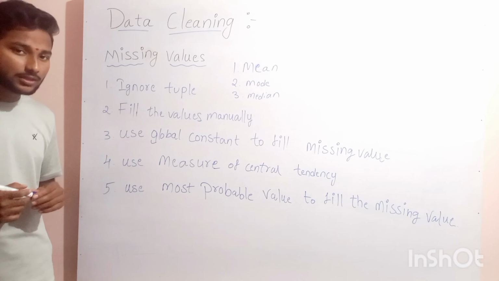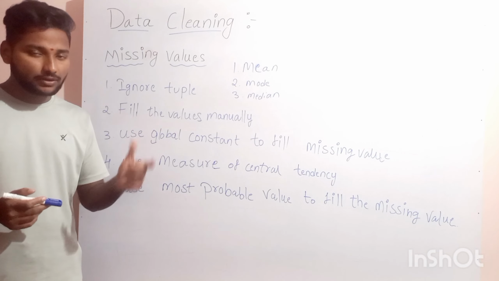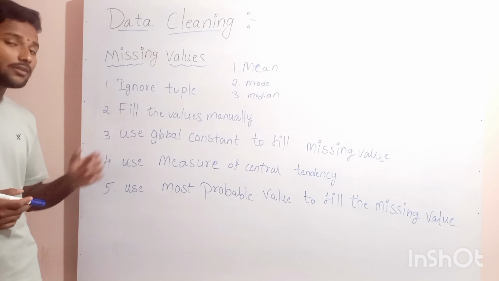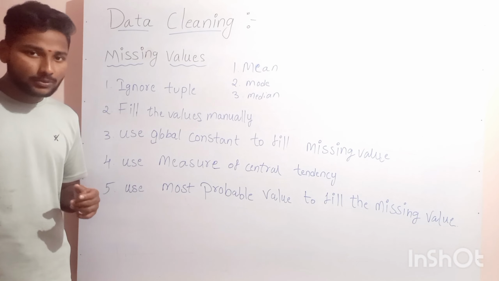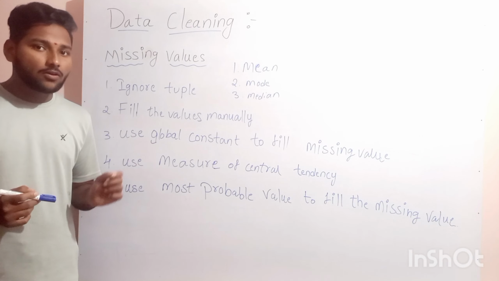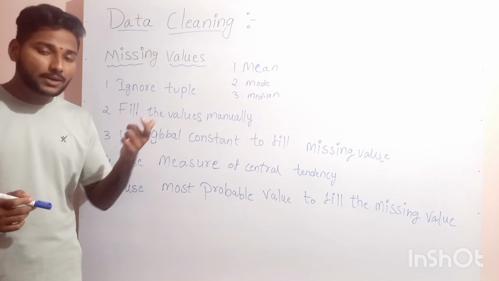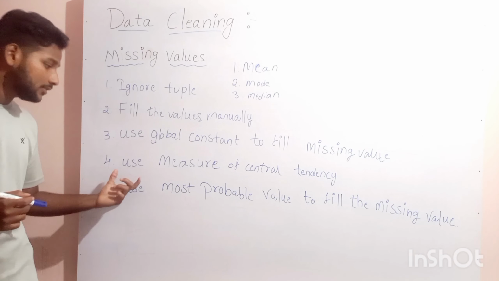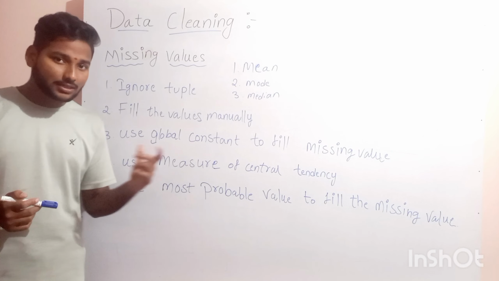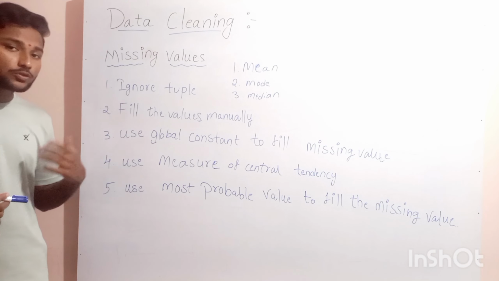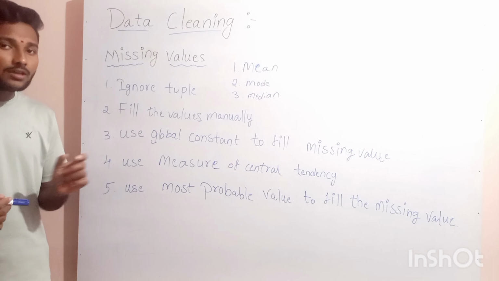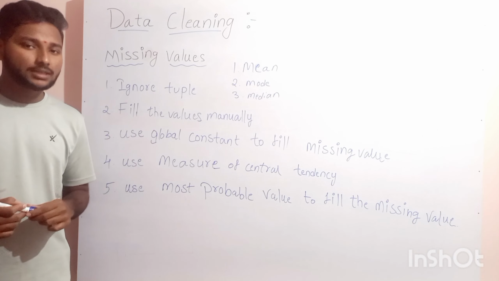Ignore the tuple: if the column is not filled by the user in the data, we simply ignore that. The second one is that humans can fill the values manually. Use a global constant: that global constant is applied to every missing value. Use measures of central tendency: mean, median, mode. These techniques are used. Use the most probable value: the value which is most repeated in the options is filled in place of the missing data.